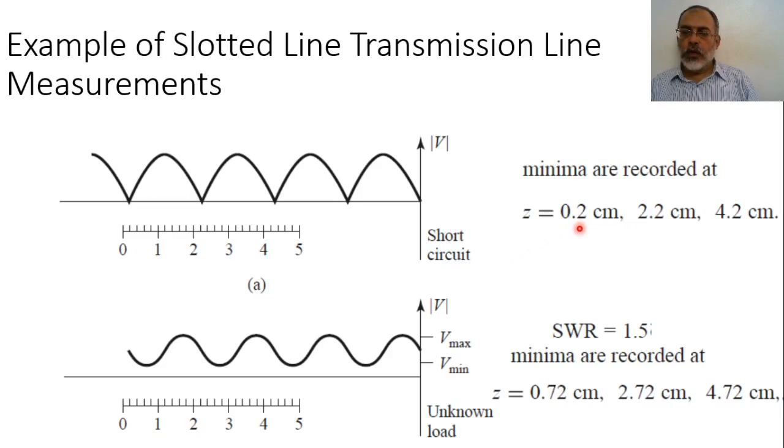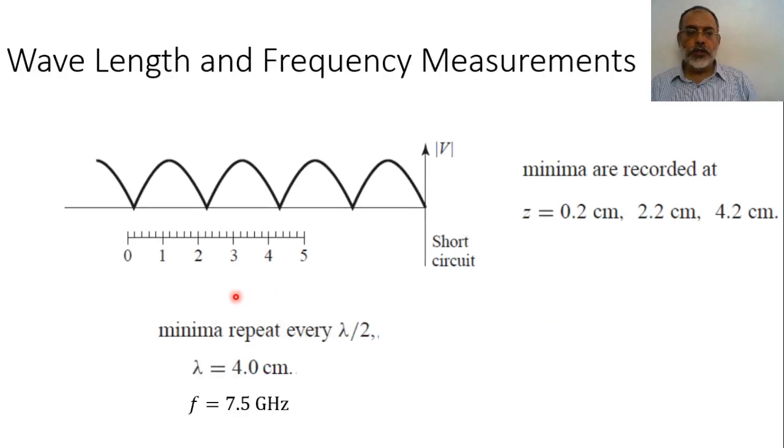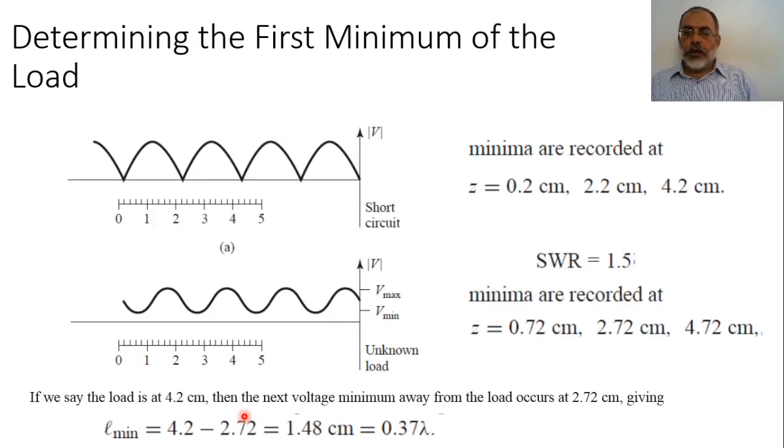So from the first measurements, just the location of the minima, I could now find that the operating frequency is 7.5 gigahertz and the wavelength is 4 centimeters. That's what we are saying: the minima repeat every lambda by 2, so the difference here is 2 centimeters, so lambda is 4 centimeters, and the operating frequency in this case is 7.5 gigahertz.